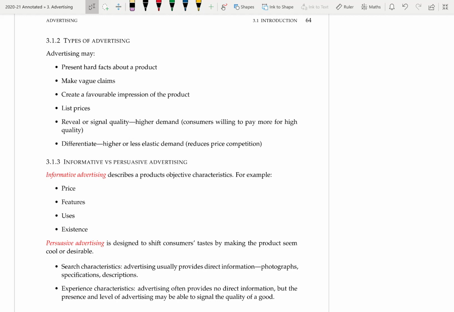Now, search characteristics are usually advertised using directly informative advertising, so through photographs, specifications, descriptions. In the case of experience characteristics, advertising usually provides no direct information, but instead its presence and the level of advertising may be enough to signal the quality of the good.